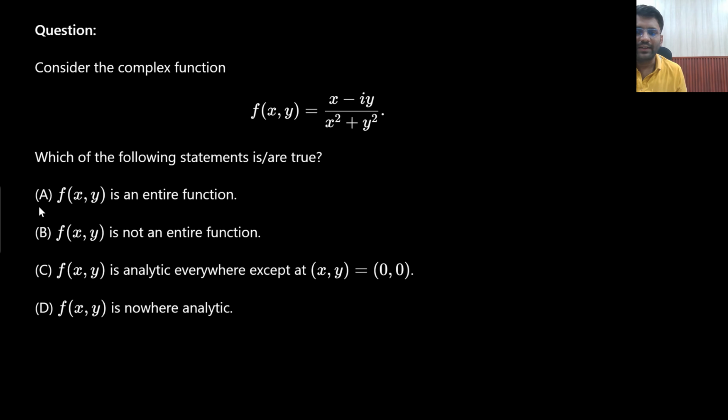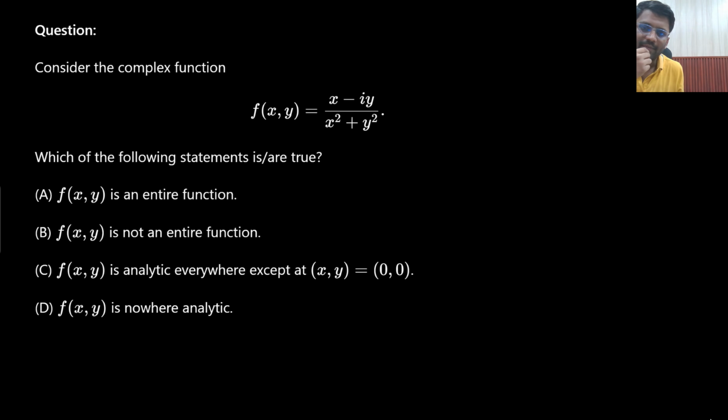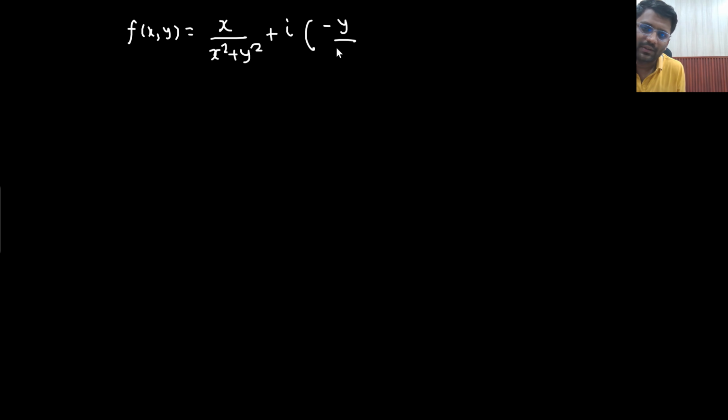If you look at this question, if you don't notice much, then you will directly conclude that it is an entire function. But it is not an entire function. f of x comma y is x divided by x square plus y square plus iota y divided by x square plus y square. So you find out these values. What is your f of x comma y? x divided by x square plus y square plus iota minus y upon x square plus y square. So this is your u and this is your v.